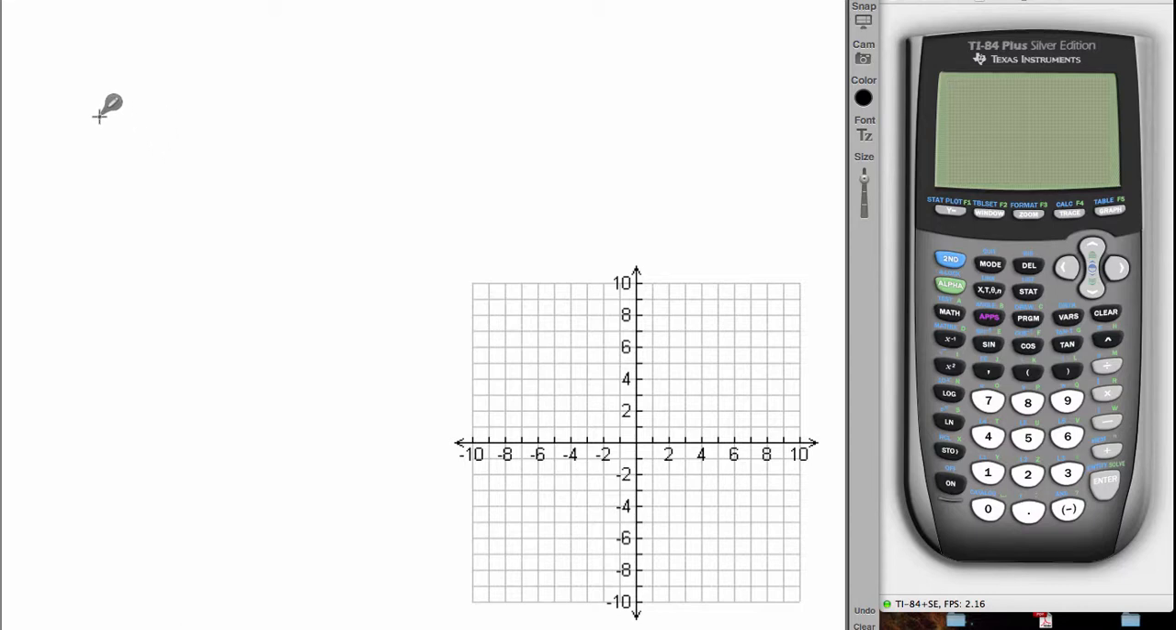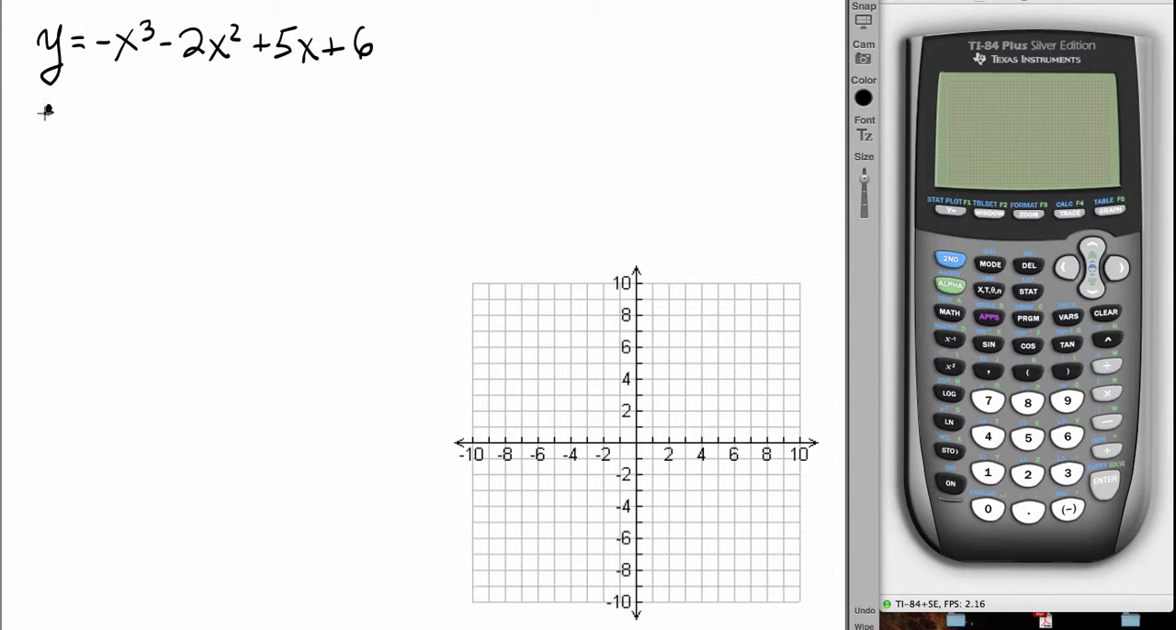This video is about sketching polynomials, and let's start off by just writing out a polynomial as an example. Y equals negative x cubed minus 2x squared plus 5x plus 6.